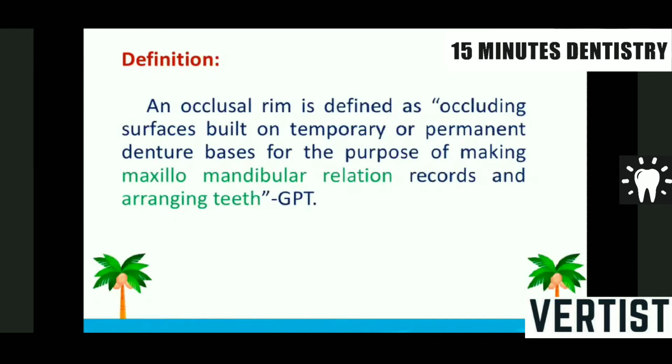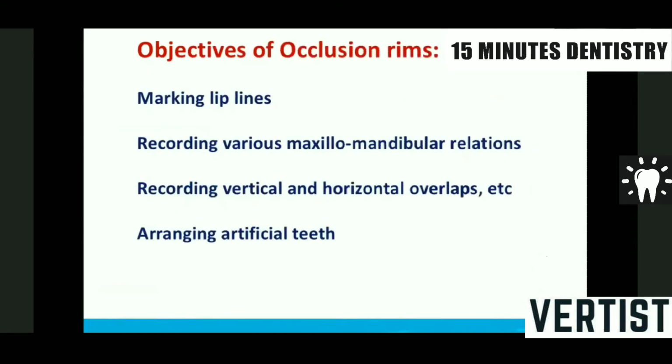An occlusal rim is defined as an occluding surface built on the temporary or permanent denture base for the purpose of making maxillomandibular relationship and arrangement of teeth. So there are certain objectives of the occlusal rim also. You make the occlusal rim, you adjust the vertical, the lip support, and the lip fullness in the patient. Of course, I know that you have not been exposed to any clinical procedures, but you will have to imagine at this point of time.